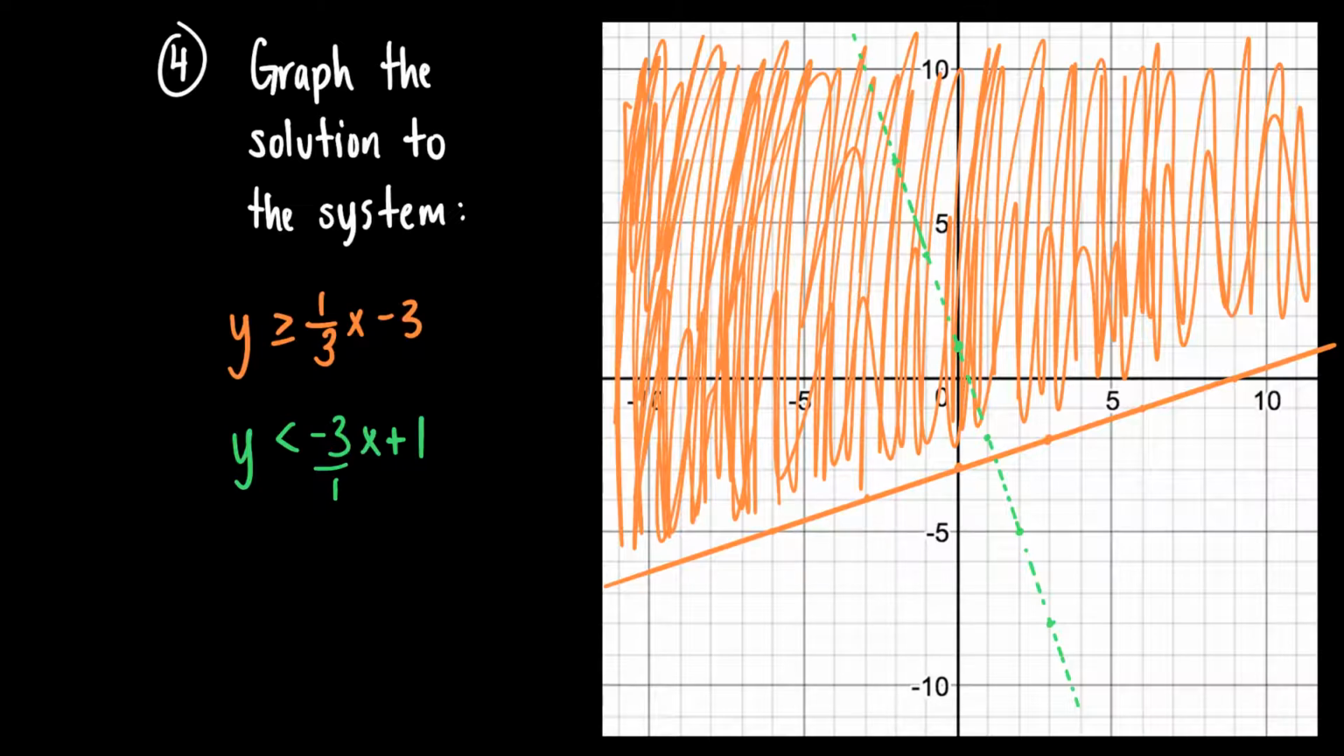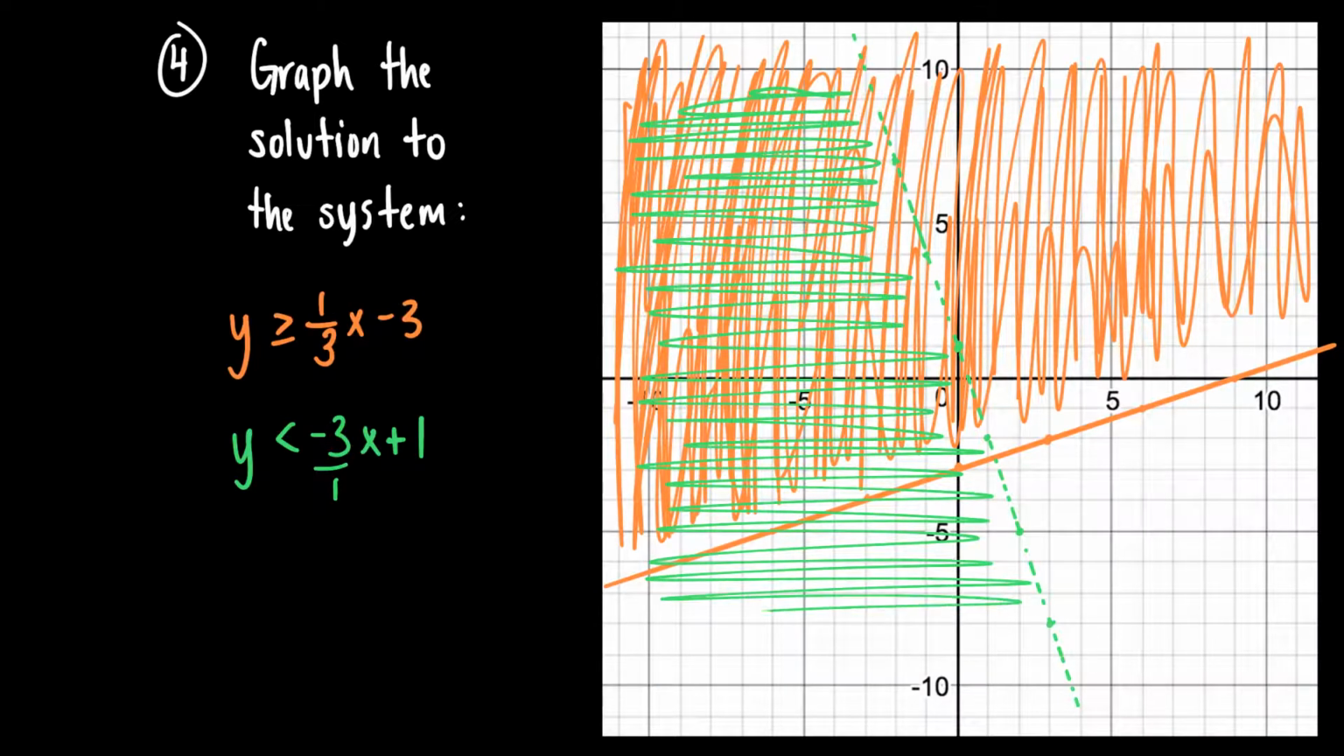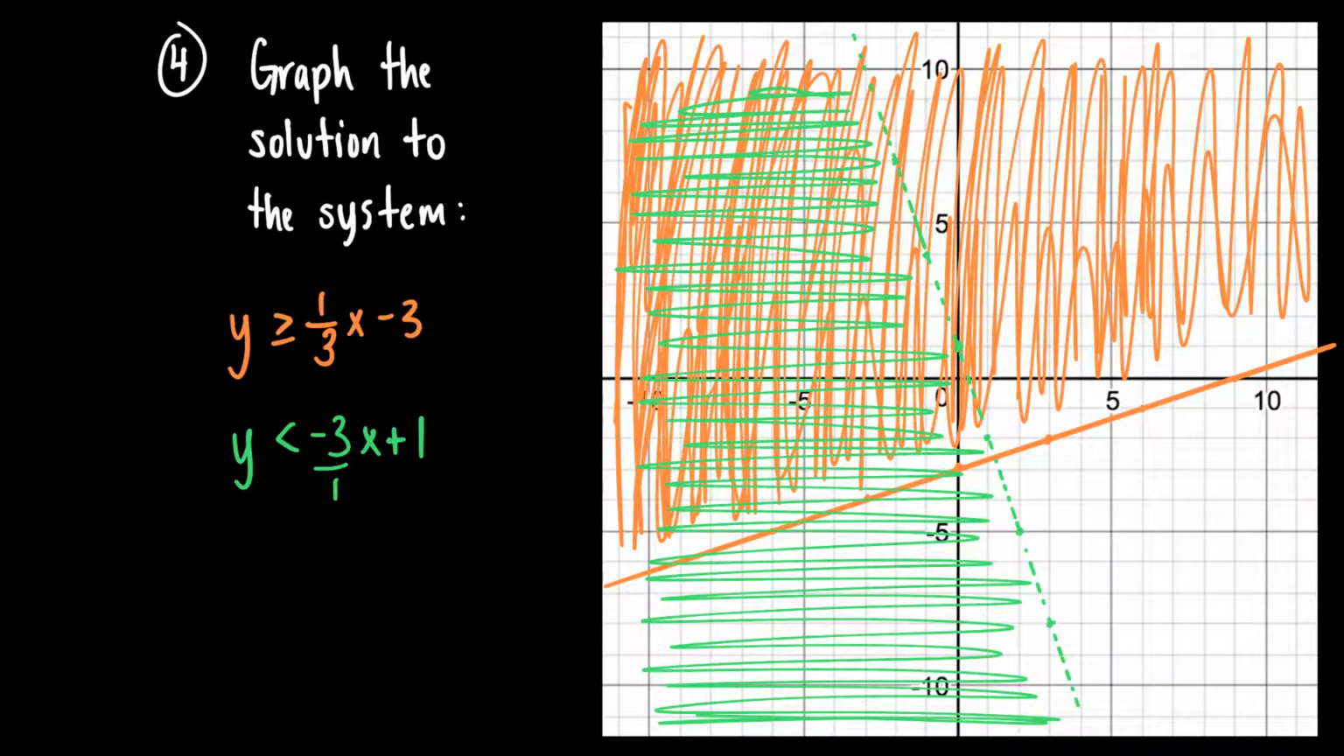And now on the green one, it says we want all the y values that happen to be less than -3x plus 1. So the dashed line shows all of the places where the y value is actually equal to -3x plus 1. We want to shade below that. Like I said, on the orange one we shaded vertically. On this one I'll shade horizontally. That just helps me visualize where the actual intersection is and where the solution is for the system.